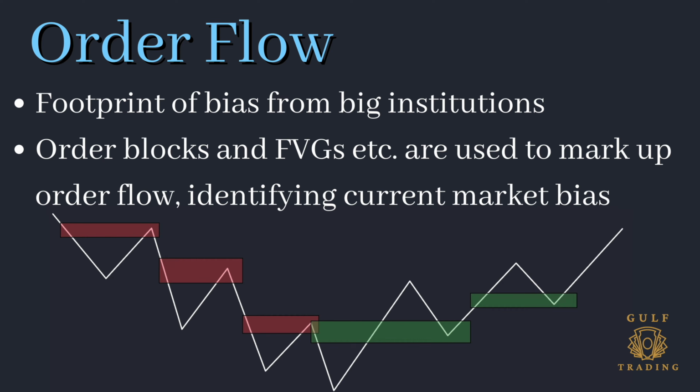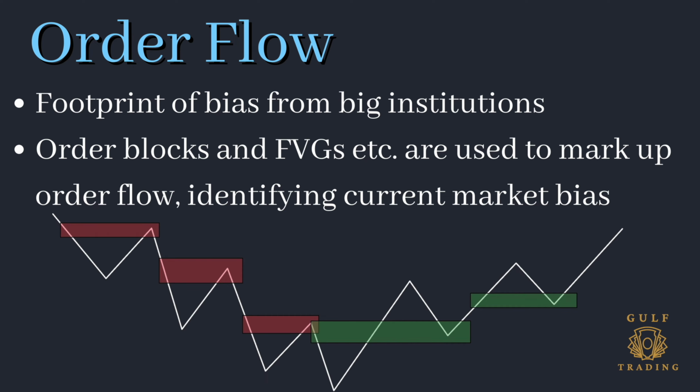So institutional order flow is effectively what it's called. It's the flow of orders of the institutions. And so this could be a flow of sell orders with pullbacks to supply zones. But the charts give you a footprint of the bias and order flow of the big institutions. And then for this, you can use order blocks and FVGs to see the areas where the order flow is being respected. That's what I use. And it's going to give you your current market bias.